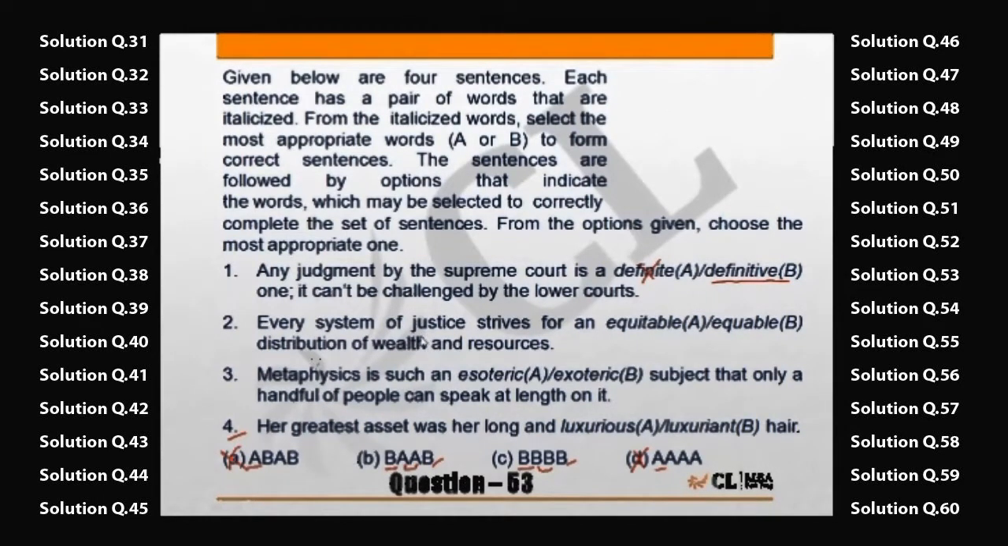Statement 2. Every system of justice tries for an equitable or equable distribution of wealth and resources. Okay. Now, equitable means something which is fair, with equity. So for statement 2, the correct word has to be equitable. Equable is incorrect. Since A is the answer, that means choice C is also incorrect. Correct answer becomes choice B.